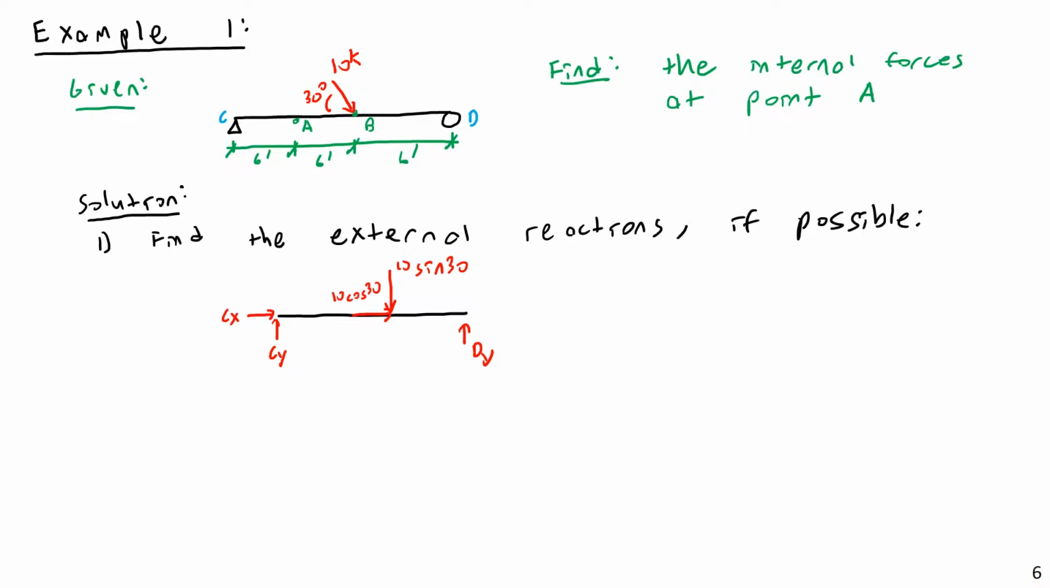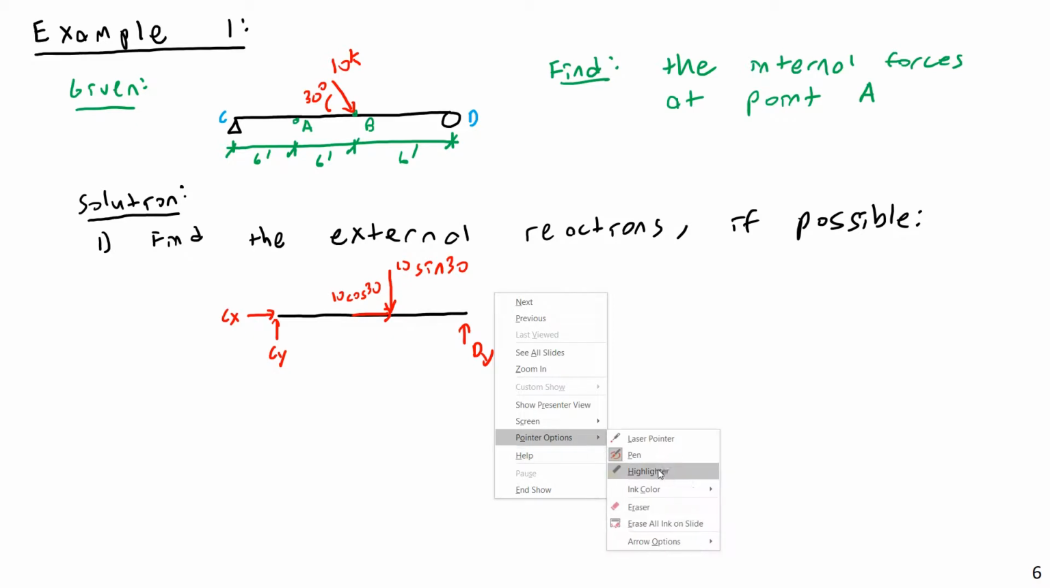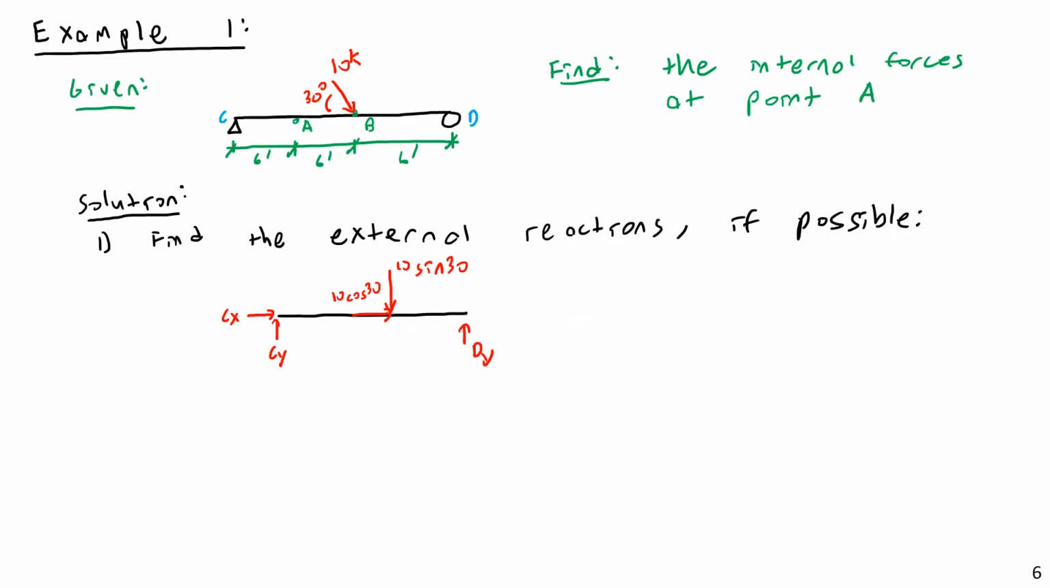And then I need to go ahead and label my dimensions. Now the point A, we don't need to include that dimension yet. We'll get to that when we do our cut. And so all I need is the dimension from here to here and from here to here. So this is going to be 12 feet and 6 feet.